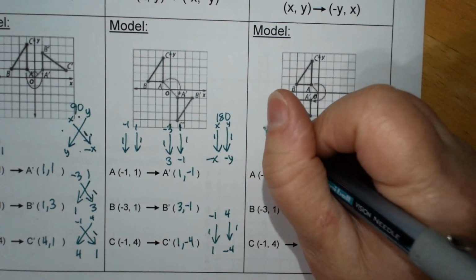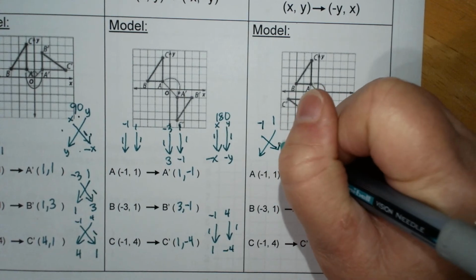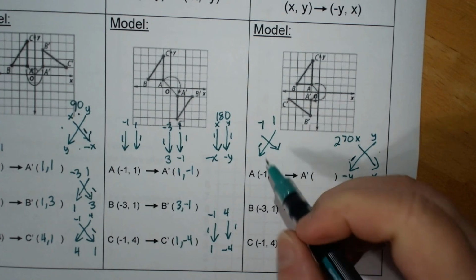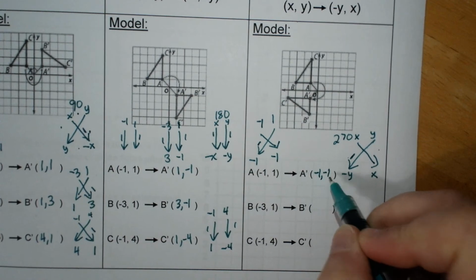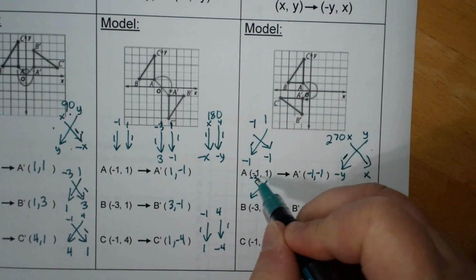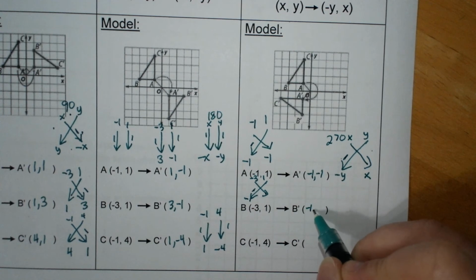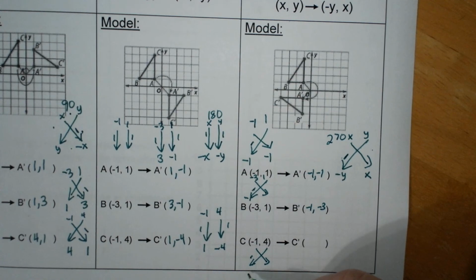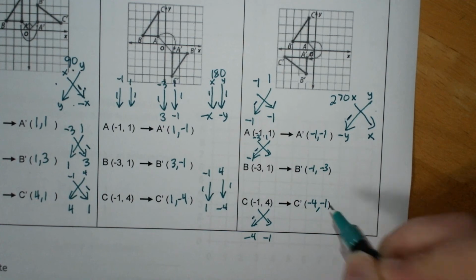(-1, 1). So it's 90, 180, 270 with the negative. So that becomes (-1, -1). This becomes (-1, -3). This becomes (-4, -1).